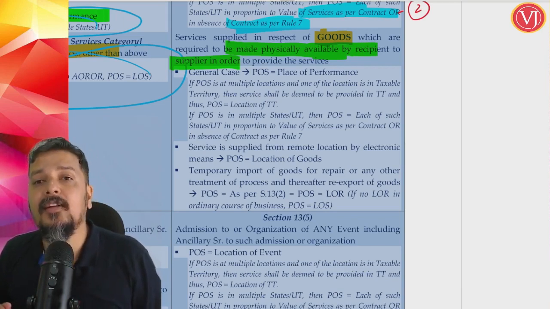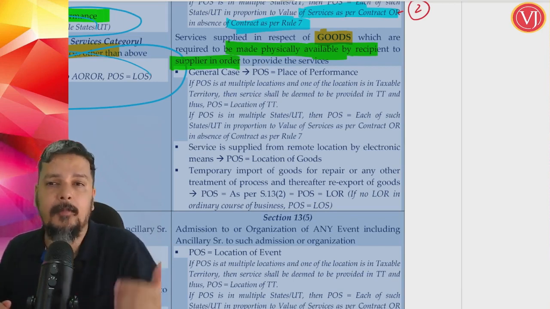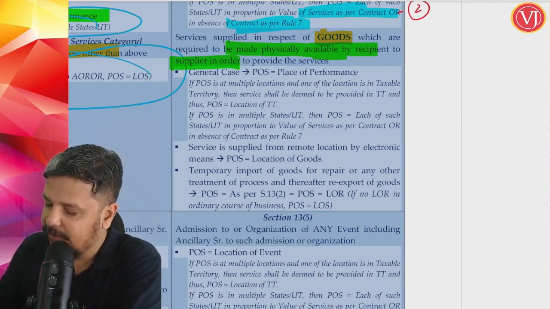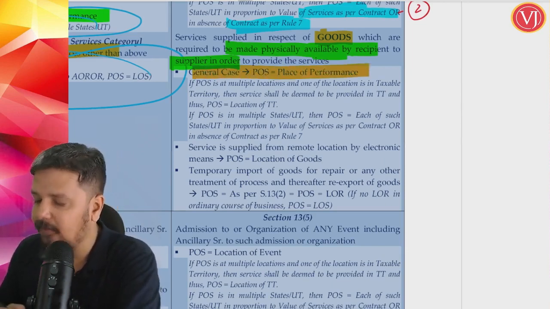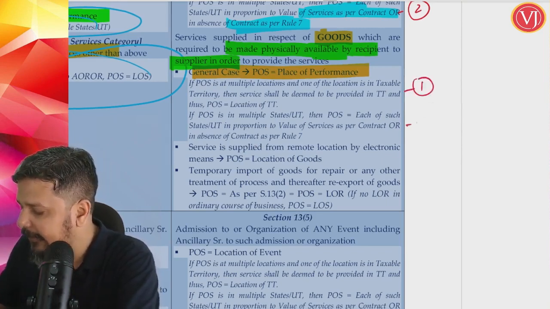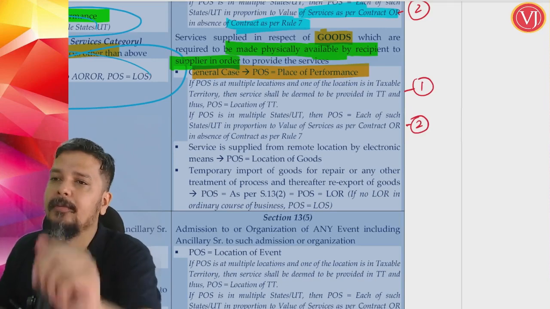And for me to do some work on the goods, physically the goods should come to me. In that scenario, general case, your place of supply is place of performance. And just like this, if you get multiple answers, they are very clear with the 2 steps. What are the 2 steps now?